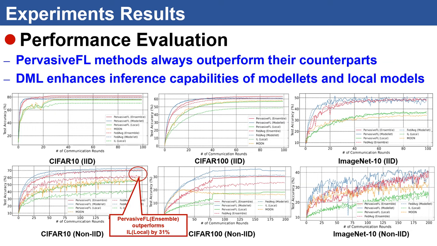PervasiveFL indicates our approach, whose inference results come from the ensemble of both modulates and local models. PervasiveFL modulate denotes the case where the inference results come from the modulates of PervasiveFL, while PervasiveFL local specifies that the inference results come from the local models of PervasiveFL. For example, from the CIFAR-10 IID figure, we can observe that the PervasiveFL modulate achieves the best inference performance in the non-IID scenario, while it outperforms the local models with more than 31% improvement.